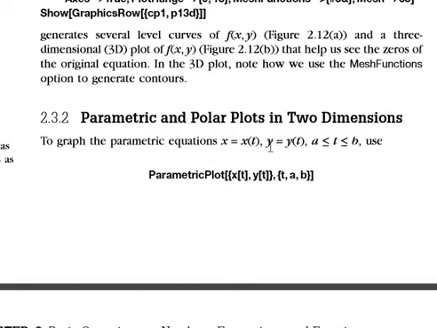To graph the parametric functions, we use this command. The command is ParametricPlot, square bracket, x(t), y(t). These are the two parametric equations, and their independent variable is t, the initial value is a, and the final value is here. You can see this one is the first value and this one is the final value. So it is so simple to use the parametric equation in Mathematica.